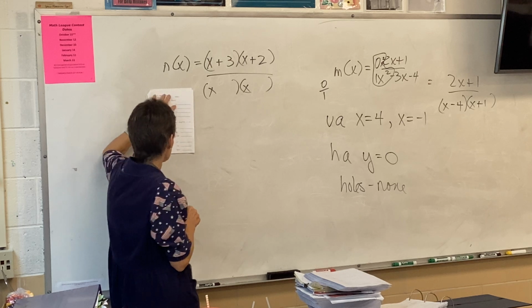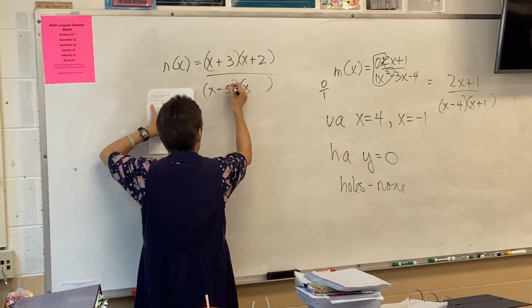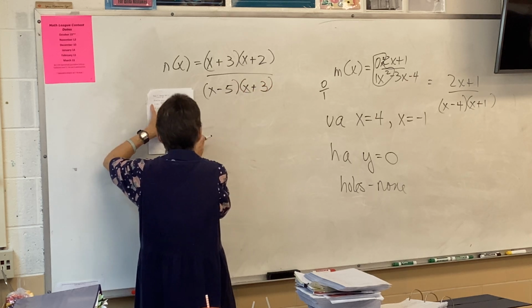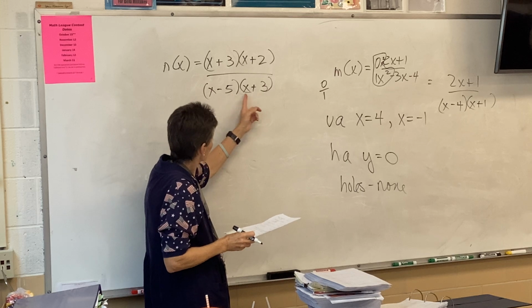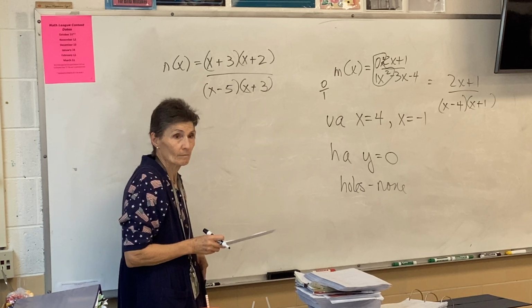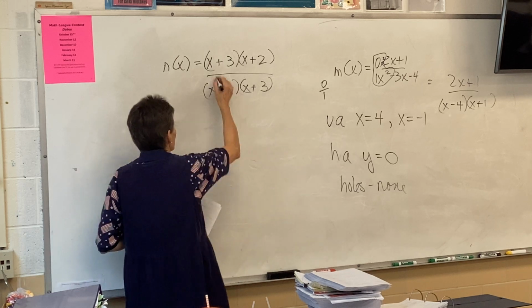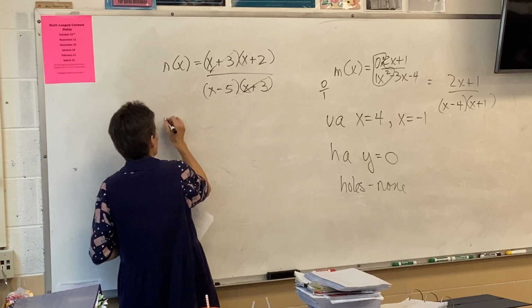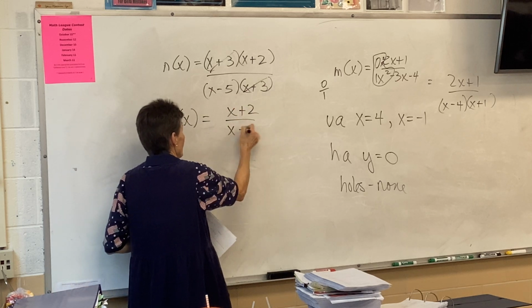All right, how does the denominator factor? x minus 5, x plus 3. I'm gonna double check that one. I think that's right also. And then what do we notice? The x plus 3 cancels out. We're gonna end up then, our problem is going to be x plus 2 over x minus 5.